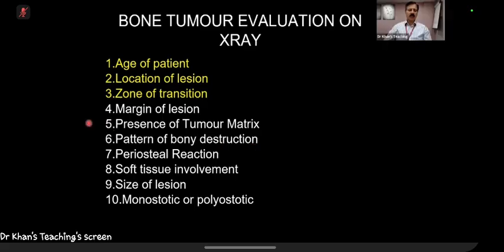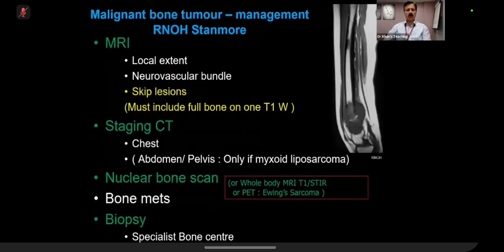Now, other than that, size of the lesion, in some tumors, size of the lesion is important. For example, to differentiate between an osteoblastoma and osteoid osteoma, we will learn, or a non-ossifying fibroma versus a fibrous cortical defect. And similarly, we are talking about malignant transformation of enchondroma to a chondrosarcoma. Again, size of lesion is important there. Monoostotic or polyostotic, of course, if it is polyostotic, the differential diagnosis will change. So we are going to revisit most of these things in more detail.